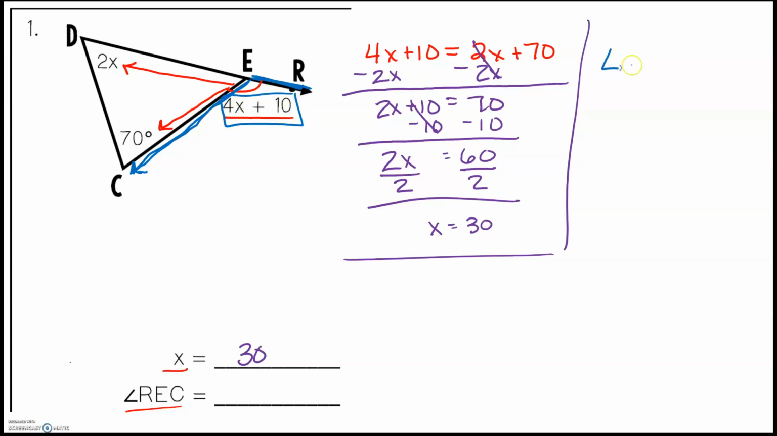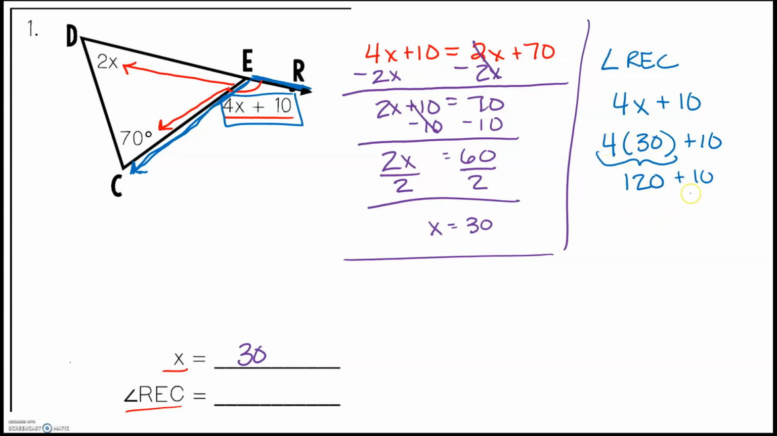So then angle REC is the expression for 4x plus 10. Now that I know what x is, I take the x out and I put the number value in its place, that 30. Multiply first, so that's going to be 120 plus 10, and so the total measure for that exterior angle should be 130 degrees.